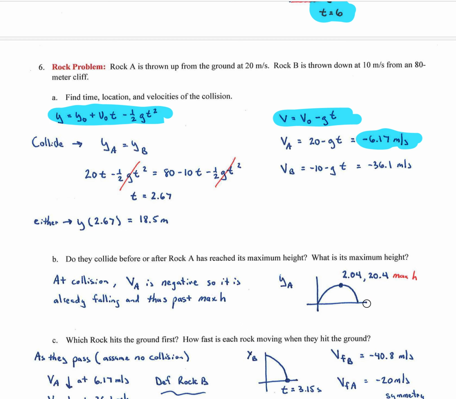And if you want to actually find max height, well, I just graphed the y. Just graph the position function of y and then look. And so it's actually at a max height at 2.04 seconds and 20.4 meters, where the collision happened at like 2.67 seconds at a height of 18. So it's like right here at the collision.